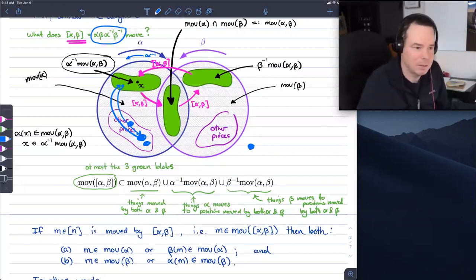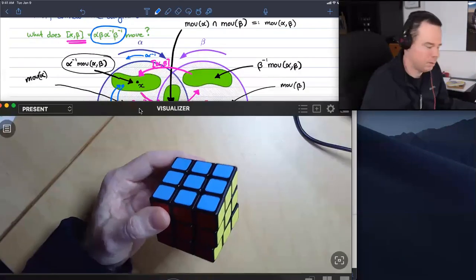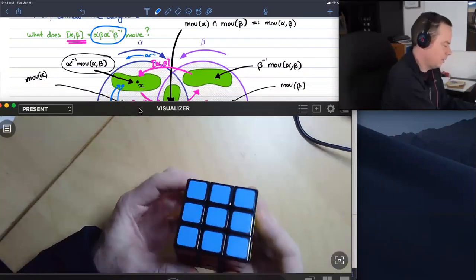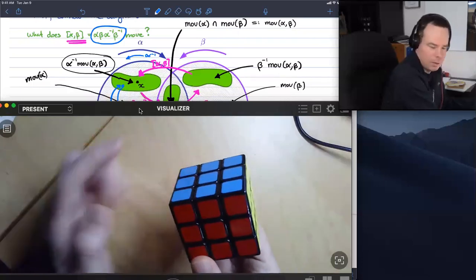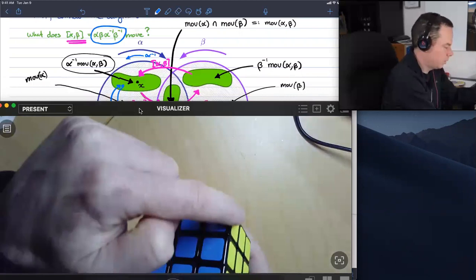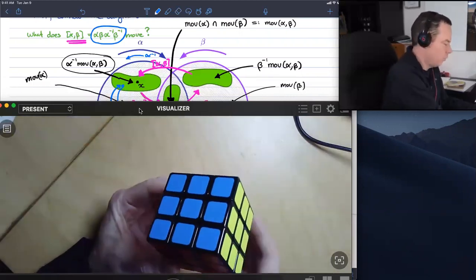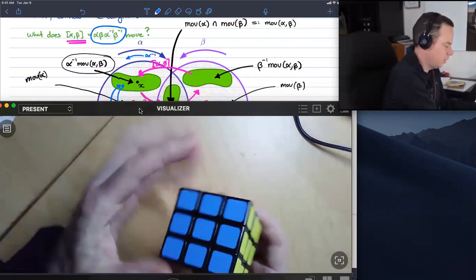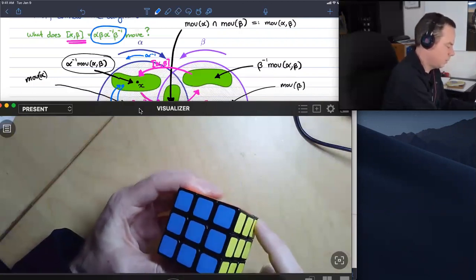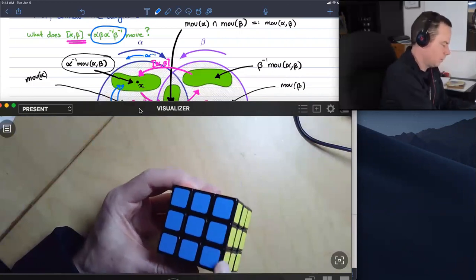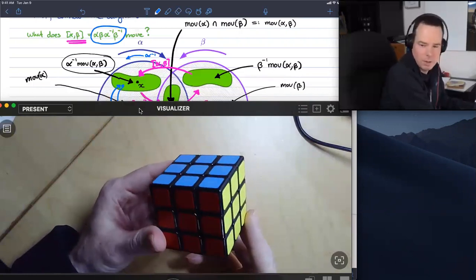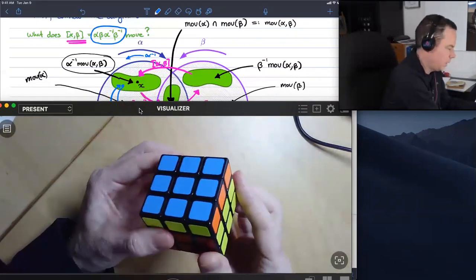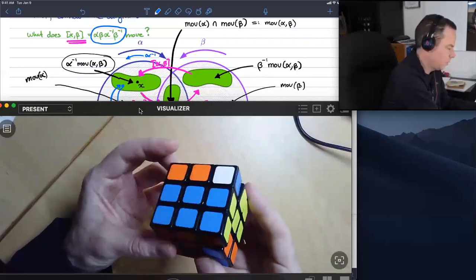And so the last piece, no pun intended, the last idea involved in this is, what about the pieces on the intersection and the ones that move there? So alpha moves all of these pieces into the intersection. Beta moves all of these pieces into the intersection, and these are the intersection pieces. So what this is telling us is that if I do the commutator of alpha, beta, alpha inverse, beta inverse.